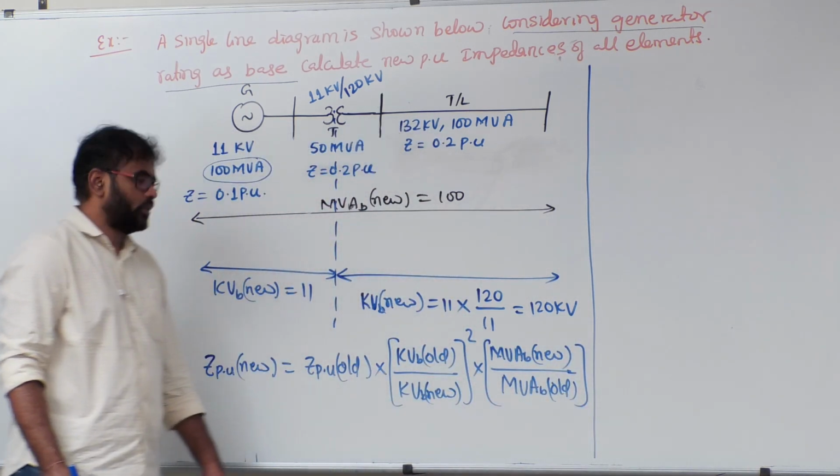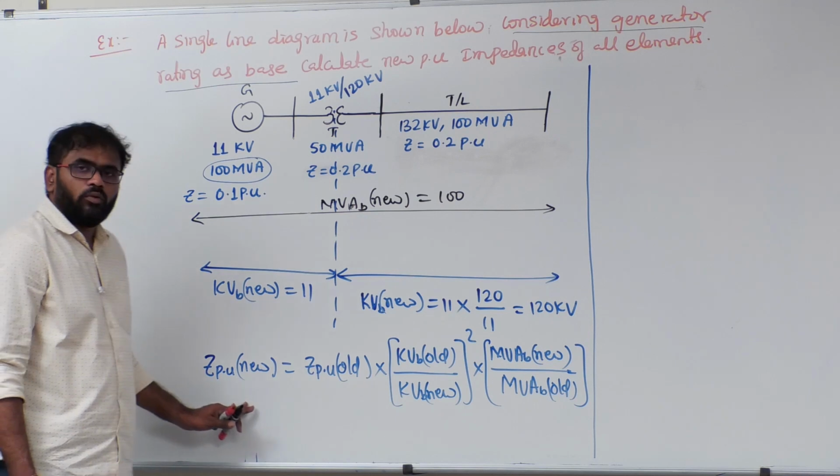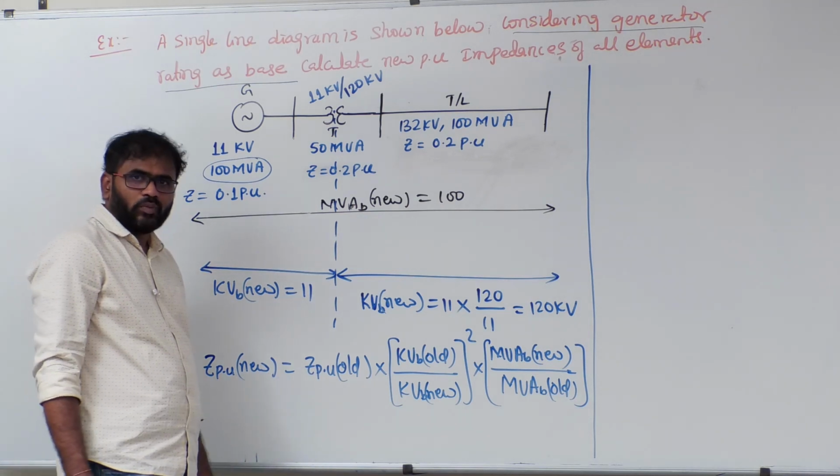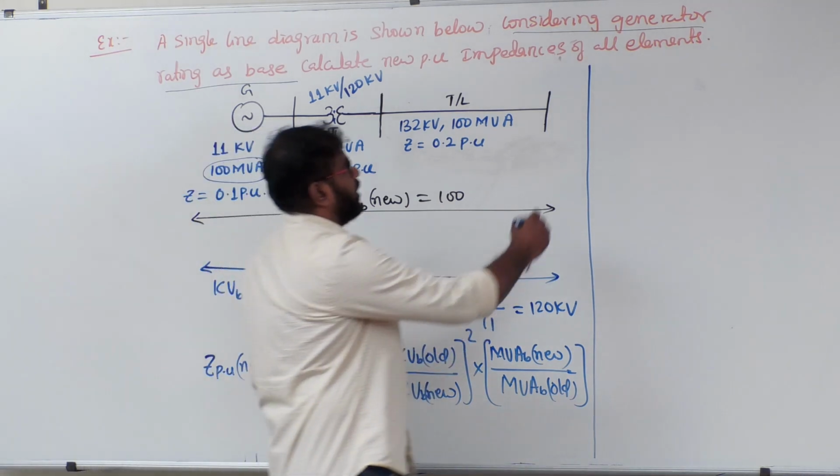Clear? So this is how we can calculate Z per unit new. Right, sir? Now coming to the first element, generator.